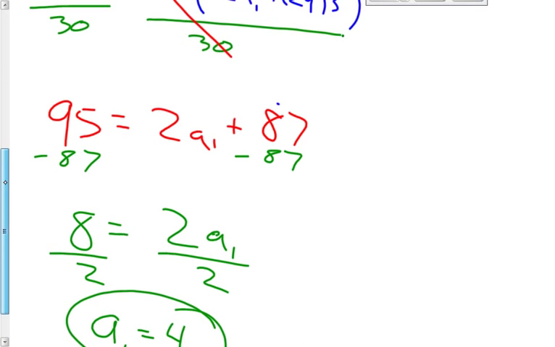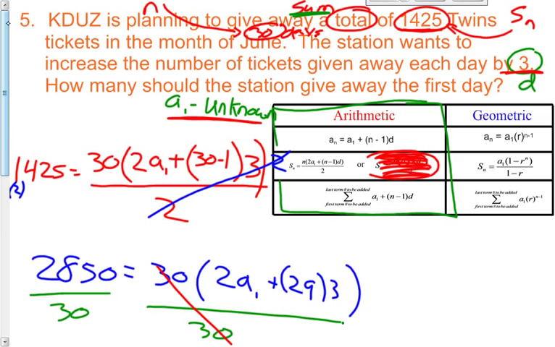So what are you actually finding here, class? It's telling you that if you start off with 4 tickets, and if you add 3, so the second day, June 2nd, you give away 7 tickets, June 3rd, you give away 10 tickets, so on and so forth, at the end of June, you're going to give away a total of 1,425 Twins tickets. All right, that concludes our word problems for this lesson.